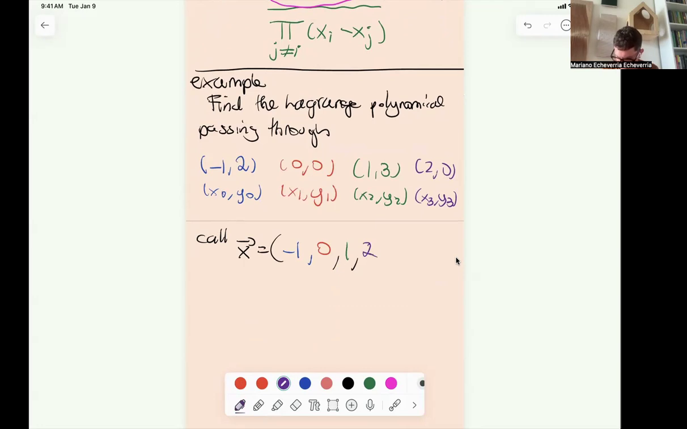So it's like a vector of the x values. Using this notation, what I was writing a couple of moments ago is that this first polynomial that you start with is just x minus each of the x values, all multiplied together. So it would be x minus 1, right? Times x minus 0, right? Times x minus 1 times x minus 2.